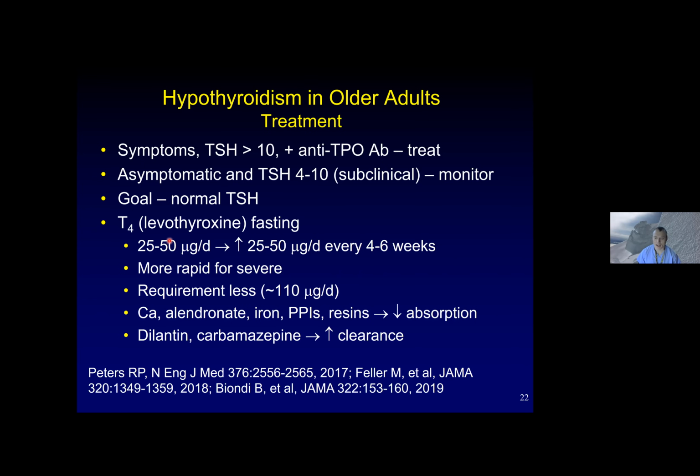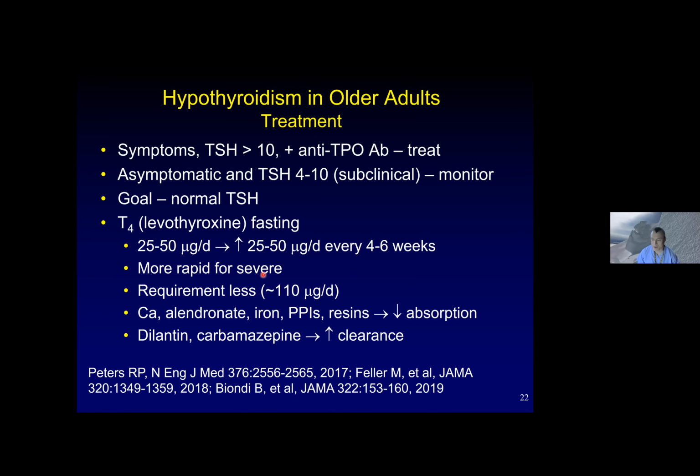If somebody has severe symptoms, sometimes we have to titrate them faster, but we have to be careful with that because we'll be increasing metabolism, and that sometimes can exacerbate or make clinical a subclinical, for instance, coronary artery disease. And so we have to be careful when we titrate the medication in older adults. The requirement in older adults tends to be a little bit less, usually around 100 to 110 micrograms per day.